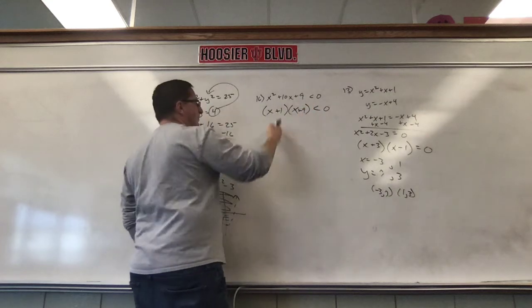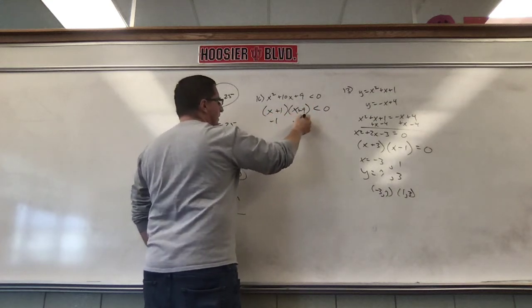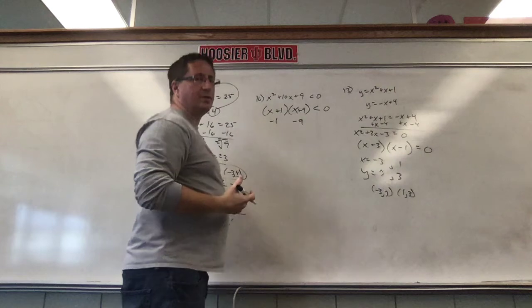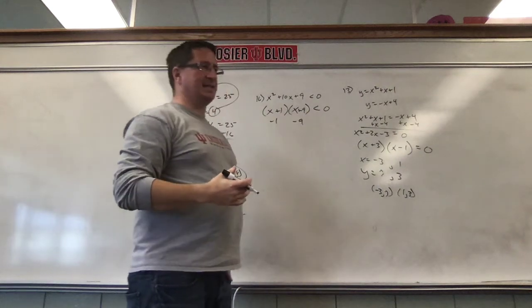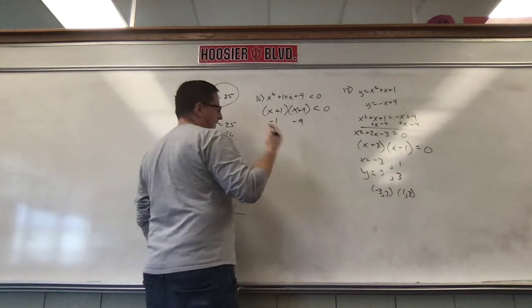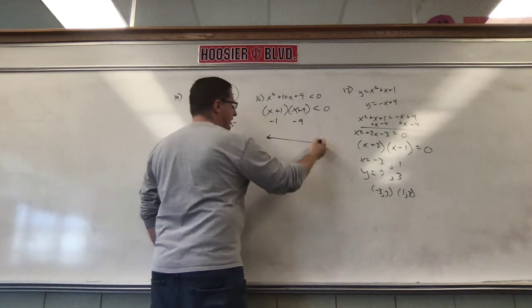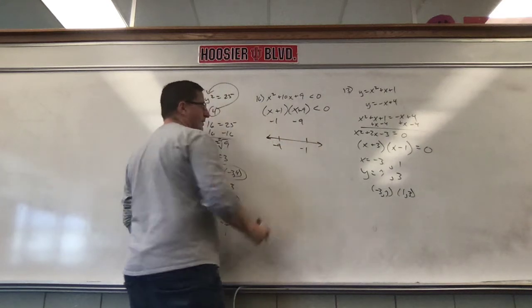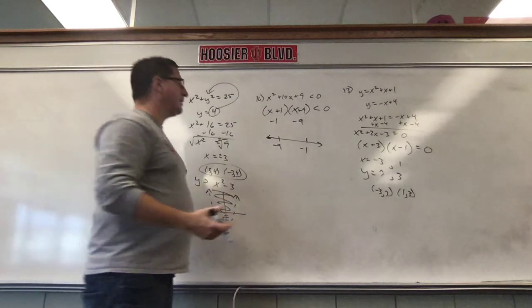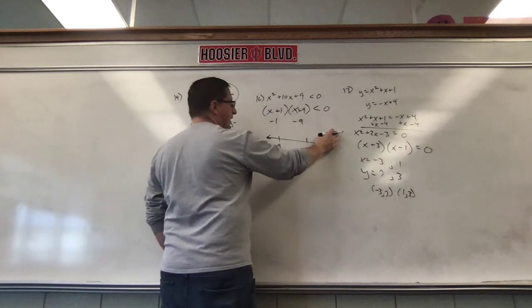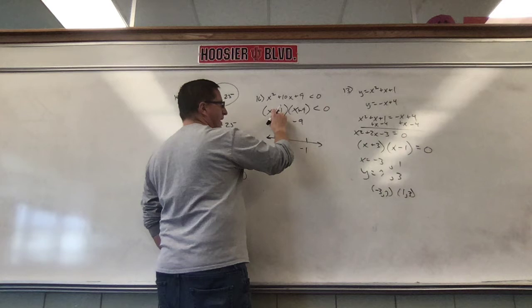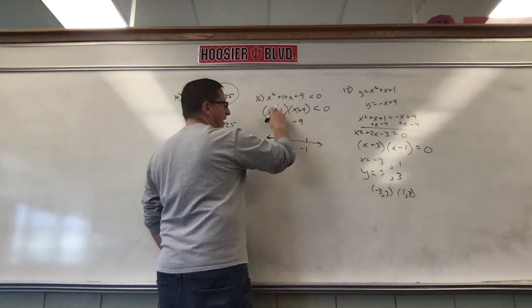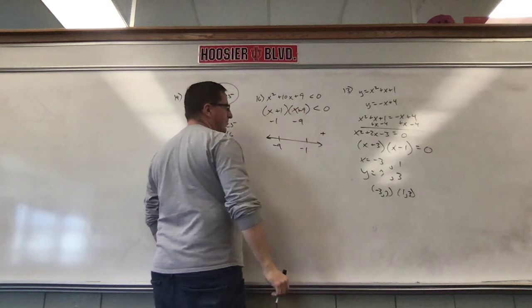Okay, so my critical values are -1 and -9. That makes 0, but I don't want 0. I want when it's less than 0. Okay, so which means I want it to be negative. So if you remember, we make a little number line. Make sure you put them in the right spots. -9 goes over here. -9 is to the left of -1. Okay, if I plug in a number to the right of -1, like a million, plus 1 is positive, a million plus 9 is positive, a positive times a positive is a positive.